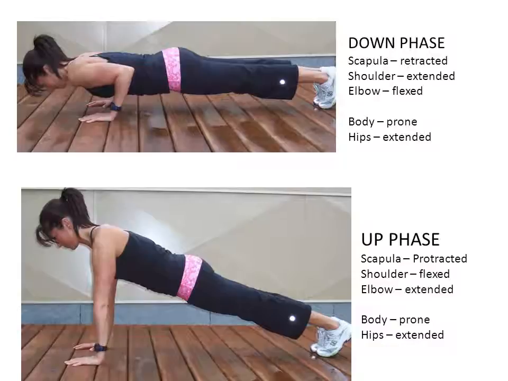So just to recap, on the down phase, the scapula is retracted. On the up phase, the scapula is protracted. On the down phase, the shoulder is extended. On the up phase, the shoulder is flexed. On the down phase, the elbow is flexed, meaning it's bent. And on the up phase, the elbow is extended.